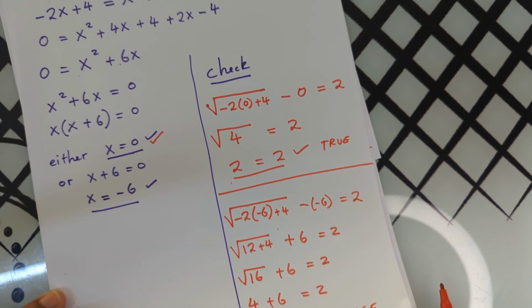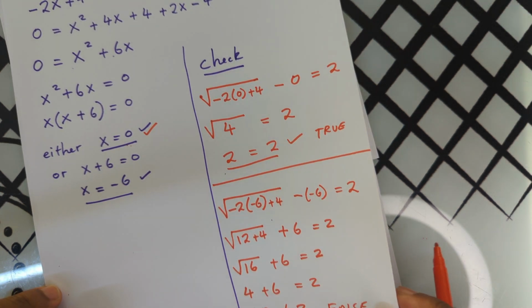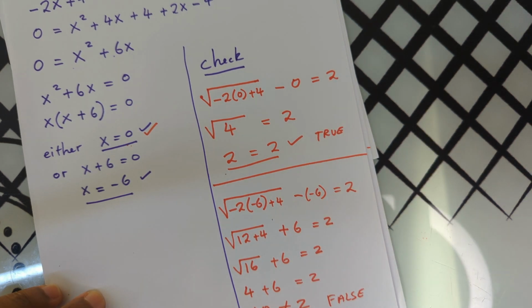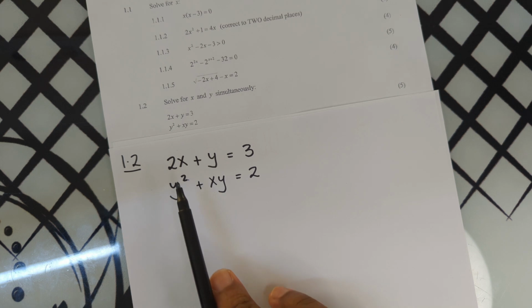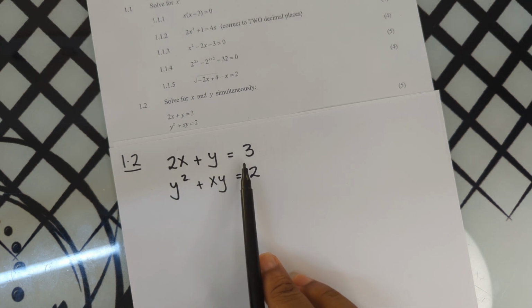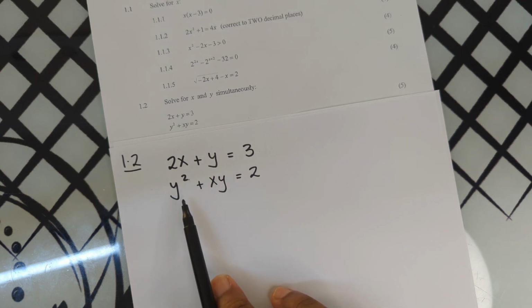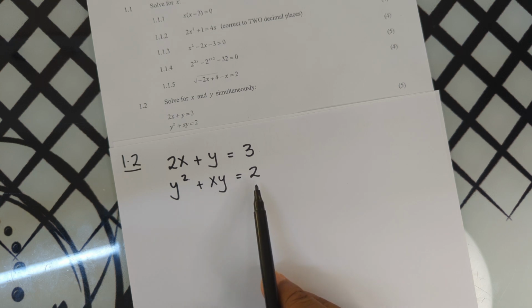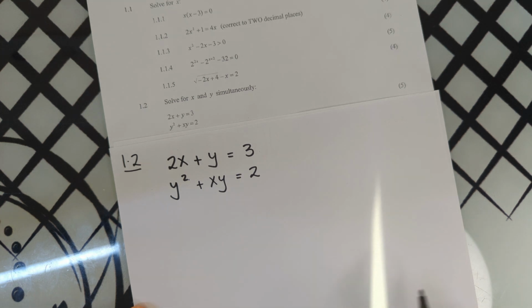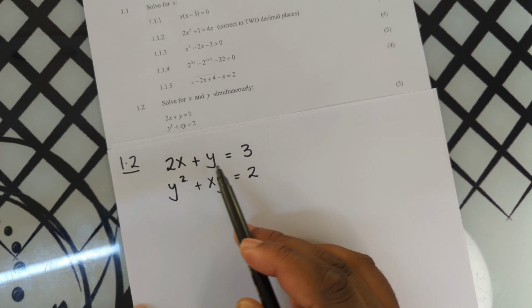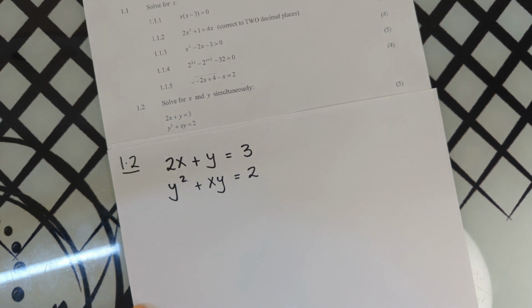That's it for question 1.1.5. Let's move on to the next question. Now moving on to question 1.2, we are given a simultaneous equation whereby 2x plus y is equal to 3 and y to the power 2 plus xy being equal to positive 2. So let's solve this. We are going to solve this by substitution.